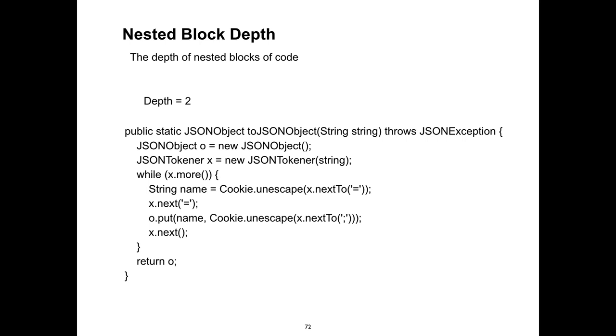Nested block depth. There's a while loop, right? So that's a nested block inside of this. And for them, this measure is two, because the method is a block, and then internally you've got a block, right?